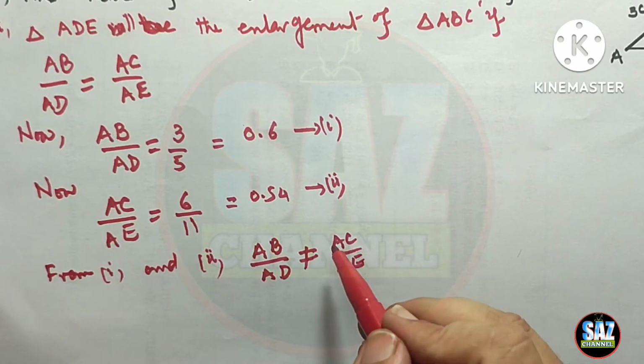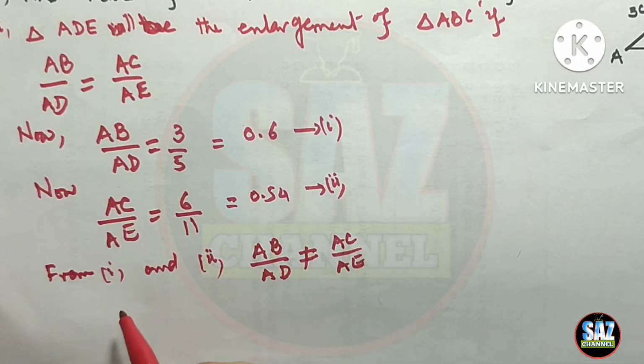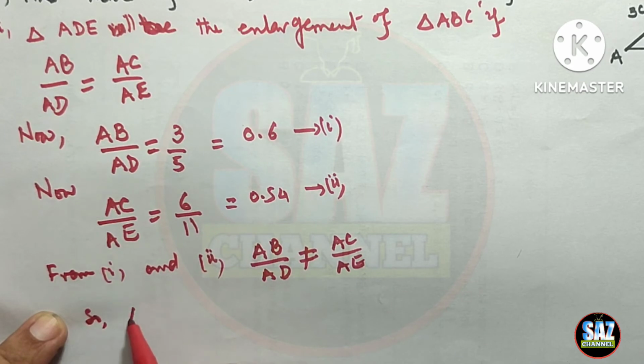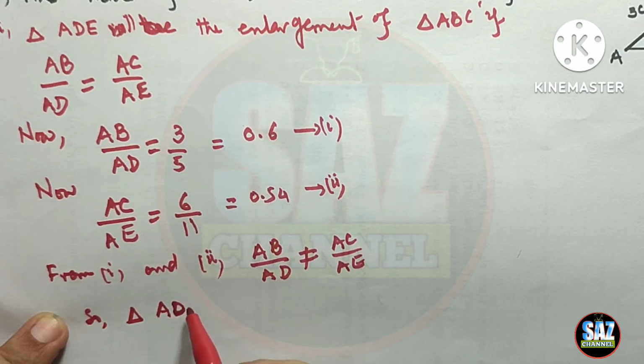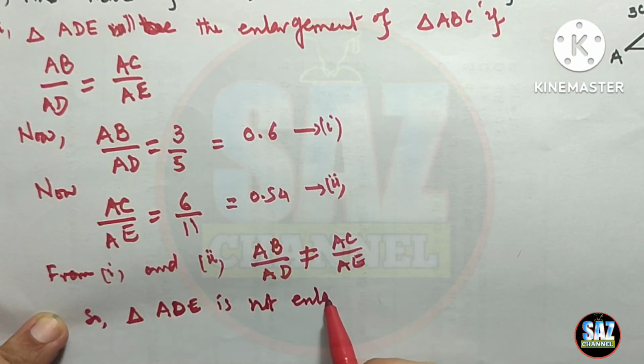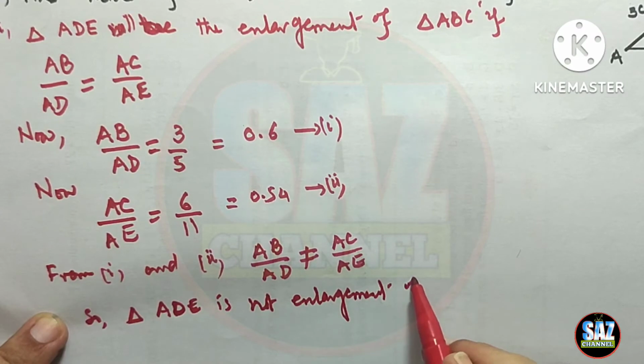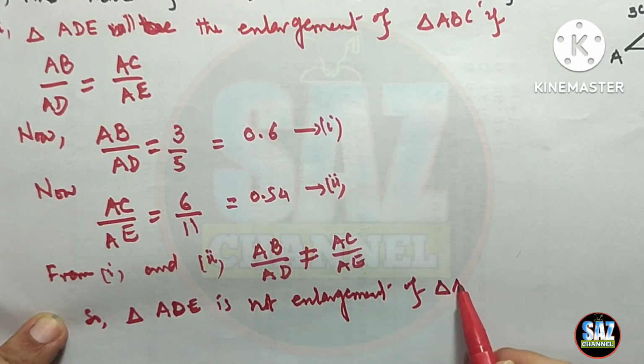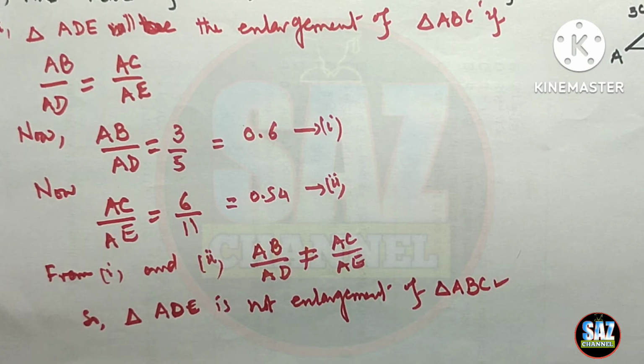So it means that the triangle ADE is not the enlargement of triangle ABC. I hope you are clear about this part, and let's move to the second part.